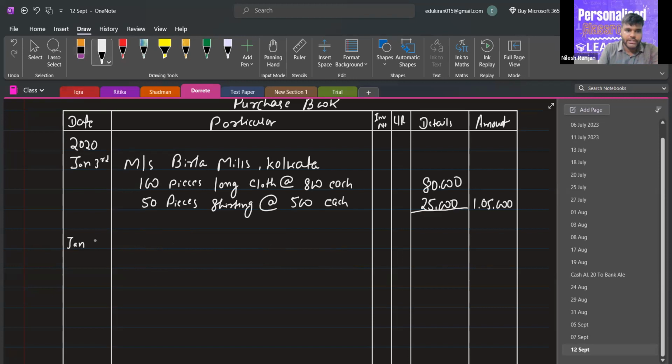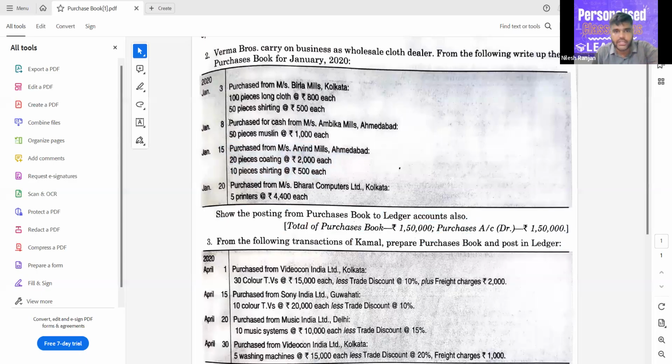We will directly write the January 15th transaction, because on January 8th, if you can see, it is purchased for cash. And no cash purchase is entered in the purchase book. So that's why the January 8th transaction will not be recorded in the purchase book. It will go to cash. So January 15th, purchase from Messrs. Arvind Mills, Ahmedabad.